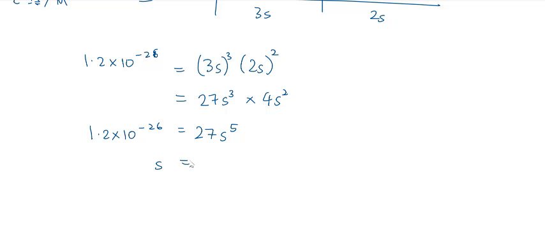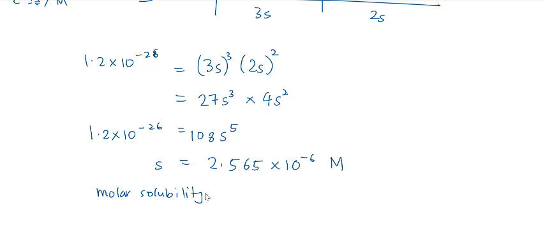So S is, sorry, 27 times 4. 27 times 4 is what? Yes, 108. So S is 1.2 times 10 to the power of minus 26 divided by 108, and then take the fifth root. So we get 2.565 times 10 to the power of negative 6 molar. So the molar solubility of Ca3(PO4)2 is 2.565 times 10 to the power of minus 6 molar.